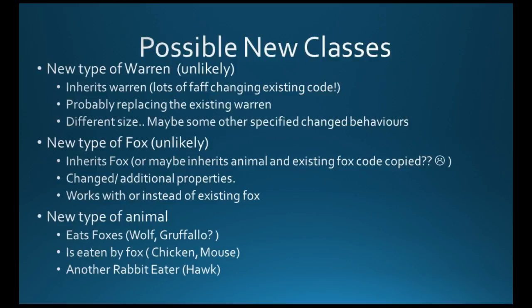Maybe it's another rabbit-like animal that doesn't inherit rabbit. It just inherits from animal, but foxes can eat it basically. Or it could be another animal that eats rabbits. So it behaves a little bit like a fox, but doesn't actually inherit from fox. Really simple animal that, I don't know, possibly moves about, or possibly is just stationary but has a range of eating rabbits. So it behaves a little bit like fox. They're all possible.